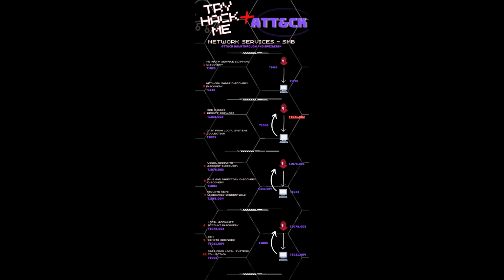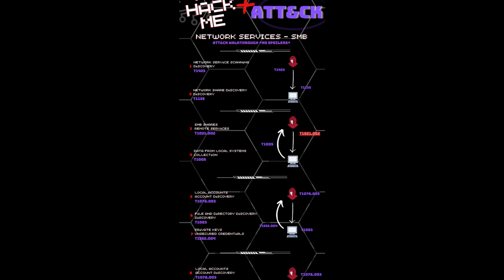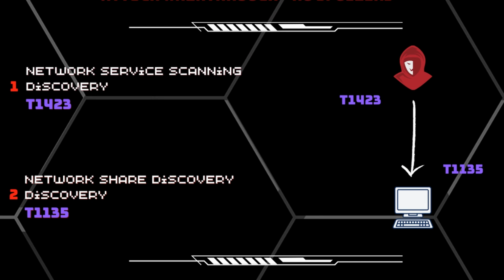Okay, so when we're walking through the Network Services box on TryHackMe, the first thing that we're going to tackle is SMB. Now, there are some questions that the user has to answer, but we're mainly just going to cover the actual hands-on keyboard attack portion. So we're going to start here.